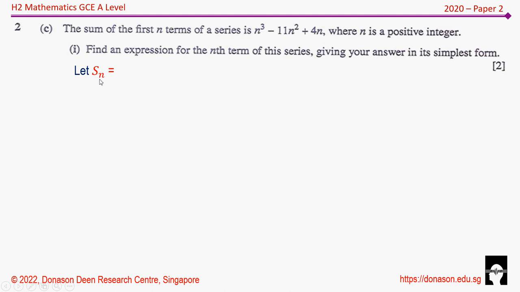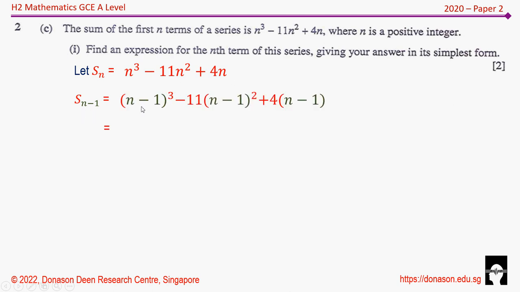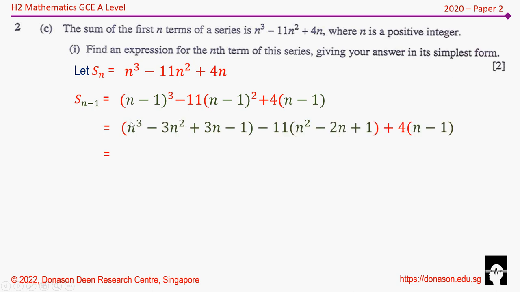So let's write down, let the sum of n terms be this, since we are given n cubed minus 11n squared plus 4n. We're going to find the sum of one term before that. What would it be called? N minus 1. Of course every n over here is going to be replaced with n minus 1. So n minus 1 cubed, minus 11 times n minus 1 squared, plus 4 times n minus 1. And if you were to expand this, we're going to end up having n cubed. Of course you can use binomial expansion, or you can simply perform a squaring and then expand it once more with n minus 1.